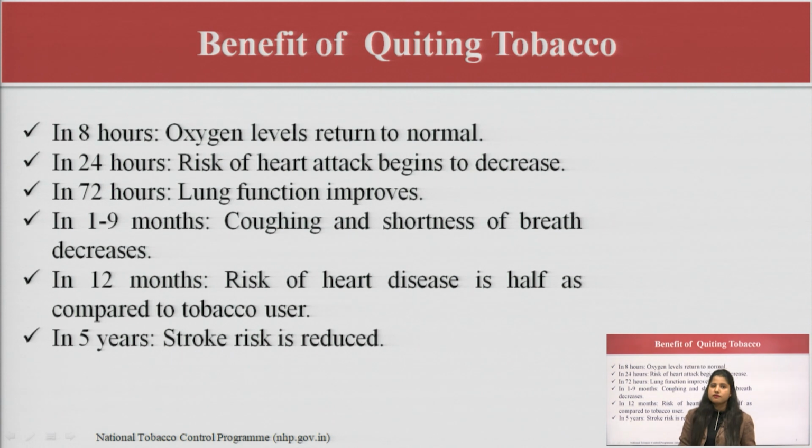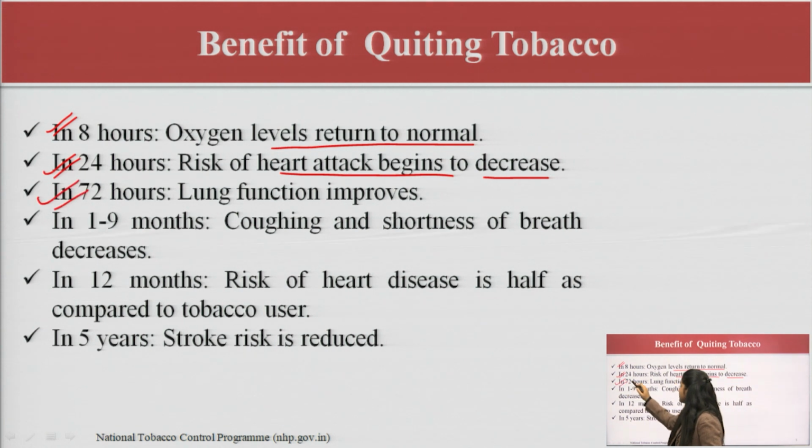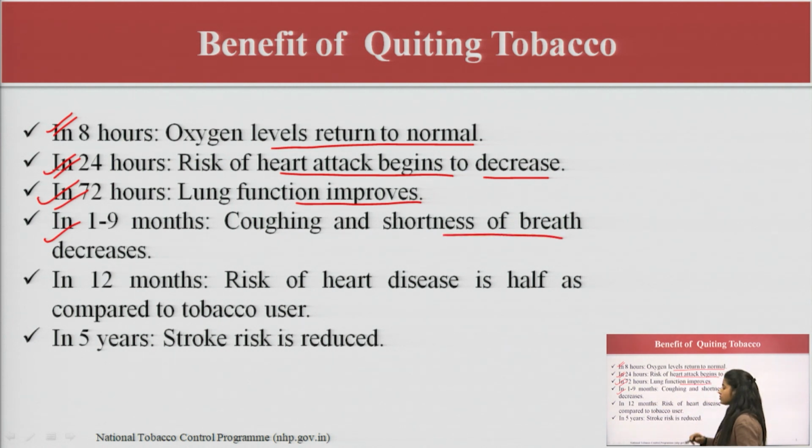And what are the benefits after quitting tobacco? You will be surprised by the points here. In 8 hours of quitting tobacco, oxygen levels return to normal. Yes. Then in 24 hours after quitting tobacco, risk of heart attack begins to decrease. Yes. So, there are many benefits. In 72 hours, within 3 days, lung function improves after quitting tobacco, and in 1 to 9 months, coughing and shortness of breath will decrease. So, if the person is suffering from this, the person will see changes in coughing and shortness of breath. Okay. So, ultimately the person will benefit.